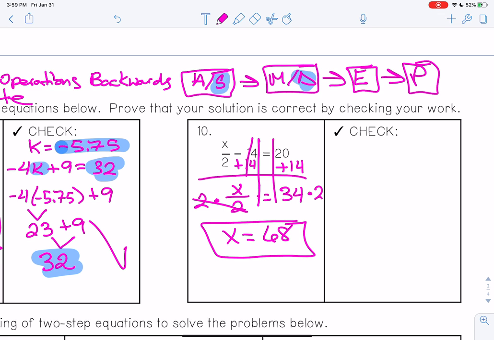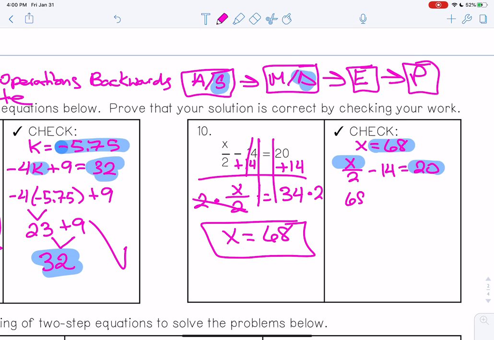So if that's how you do it in your head, if you can do that in your head, then that's fine as well. So let's go ahead and check our answer. We got x equals 68. The original equation said x over 2 minus 14 equals 20. So then that means wherever there's an x, I'm going to put a 68. And if it equals 20, then we know we did it correctly.